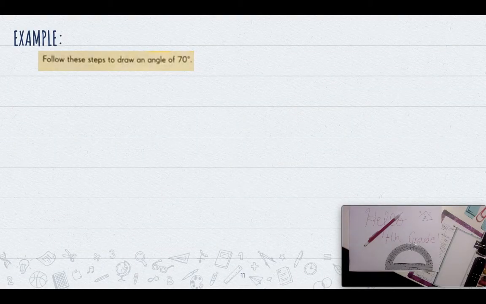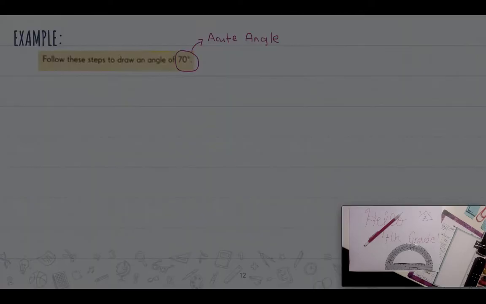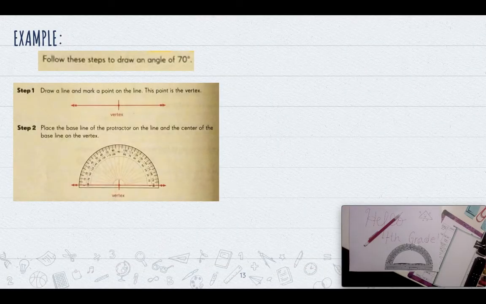So look at this example, okay? Now we're going to follow these steps to draw an angle of 70 degrees. An angle that's 70 degrees is an acute angle because it's less than 90 degrees. Here are the first two steps. Number one, draw a line and mark a point on the line. This point is a vertex. Place the baseline of the protractor on the line and the center of the baseline on the vertex.